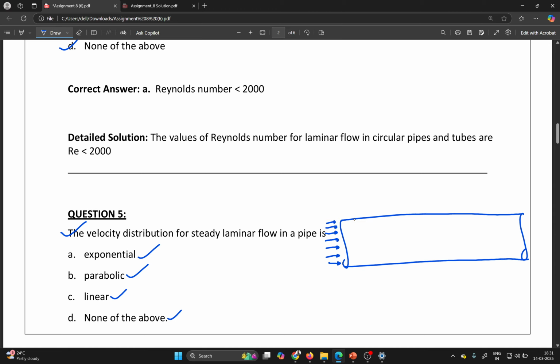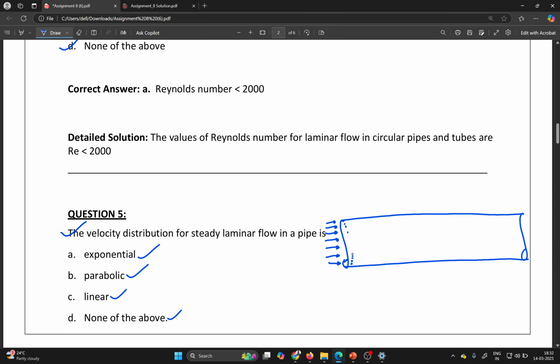But after entering the pipe, what will happen due to the no slip condition, or due to viscosity? The velocity at the wall will be zero. Here the velocity will be zero. A little bit away from it the velocity is a little more, a little bit more, a little bit more. From this side also 0, 0, 0.